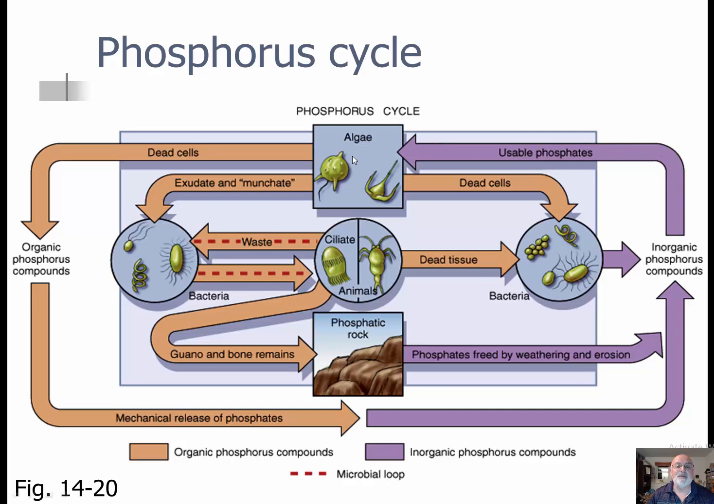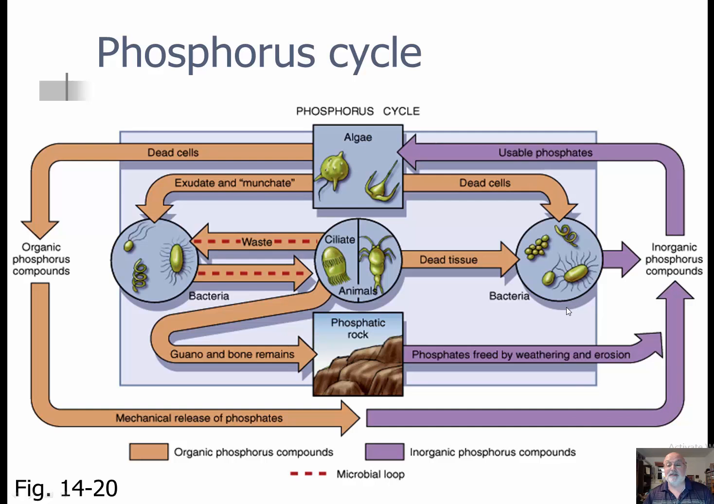But again, this is a marine class, so we're going to talk about phytoplankton. And then phytoplankton take the dead cells, and that goes to organic phosphorus, and it can be mechanically released back to phosphates, which will eventually go back into rock if it accumulates at the bottom of the ocean and gets compressed into sedimentary rock. It gets locked into that rock. It could also be freed to the soil again, so it can go back around here.